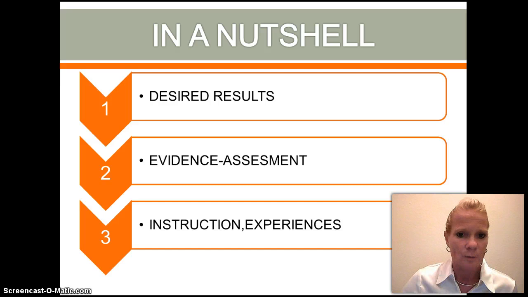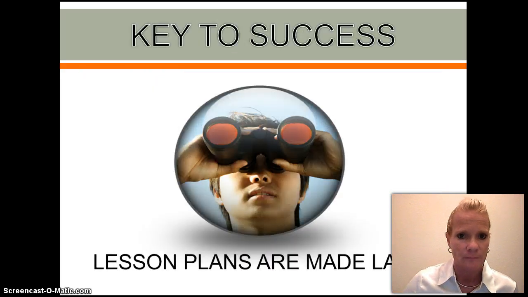In a nutshell, this is what backward design includes. First of all, you're going to think about what the desired results are. Then we're going to come up with evidence and assessments to make sure that we are actually achieving those desired results. And then finally, we're going to talk about how the instruction or the experiences we give our students can help us get to those desired results. The key to success for backward design is definitely going to be that lesson plans are made last.